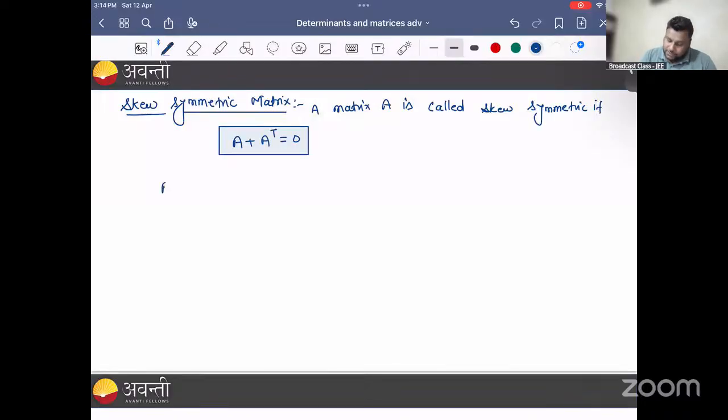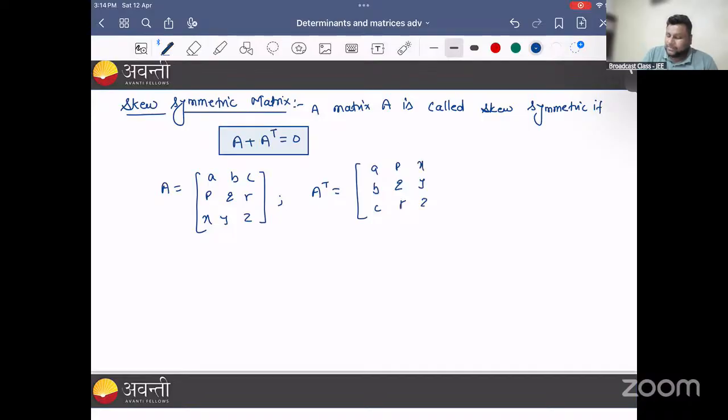Now say you have A as [A, B, C; P, Q, R; X, Y, Z], and A transpose is [A, P, X; B, Q, Y; C, R, Z]. Now if I add them, A plus A transpose, it will be what? 2A.